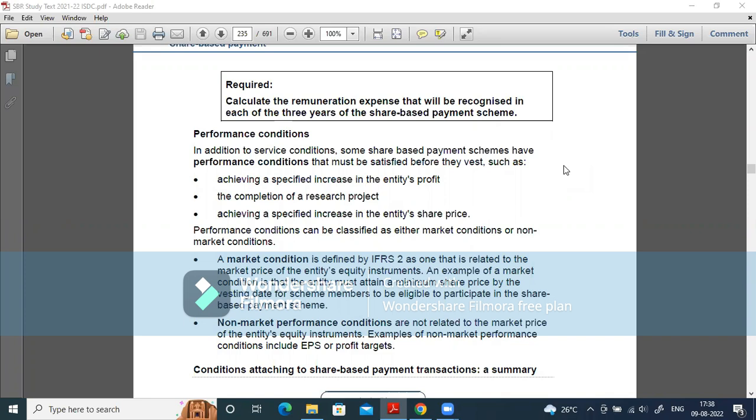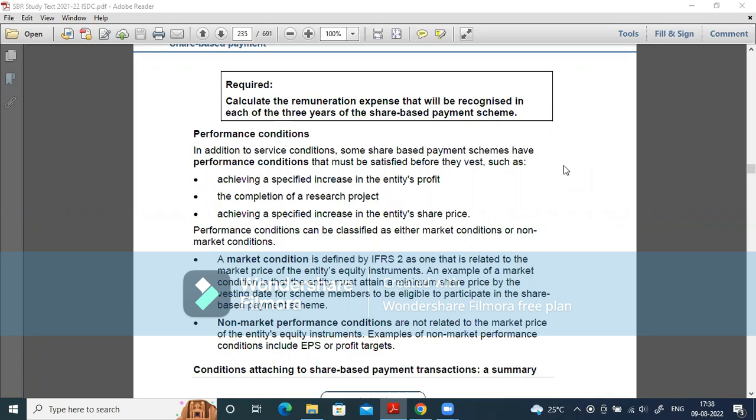So here the condition is that in order to exercise that particular option, suppose I receive 10,000 shares from my company, and if I want to exercise those share options, in the sense if I want to sell those shares, there is a condition that the company market price should be at least, as I mentioned, $5 or $10. These kinds of conditions are known as market-based performance conditions.